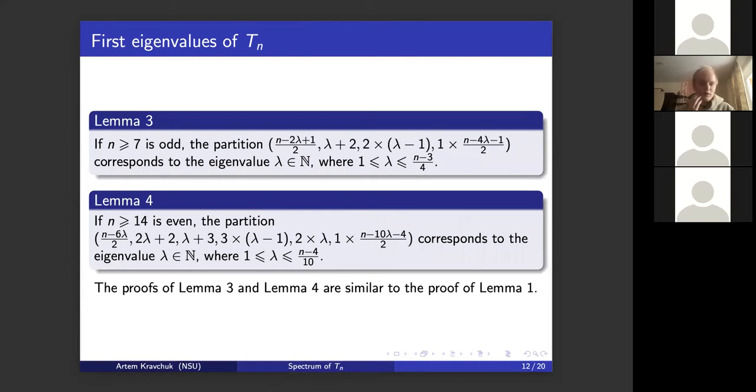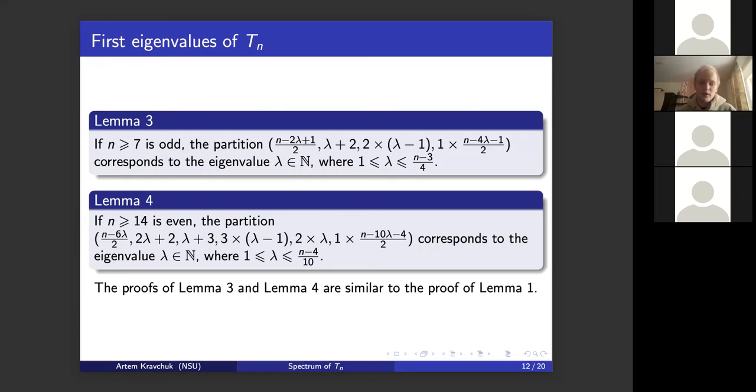And it remains for us to get more general expressions for eigenvalues using partitions, and lemma 3 and lemma 4 will help us in this. So lemma 3: if n at least 7 is odd, the next partition corresponds to the eigenvalue lambda, where lambda is an integer from 1 to some upper bound. It should be noted that we are writing the expression for partitions through the eigenvalue that we want to get. And we can take from this lemma that if we choose some big odd n, then the integer numbers 1, 2, 3, and so on to some upper bound will be elements of the spectrum.